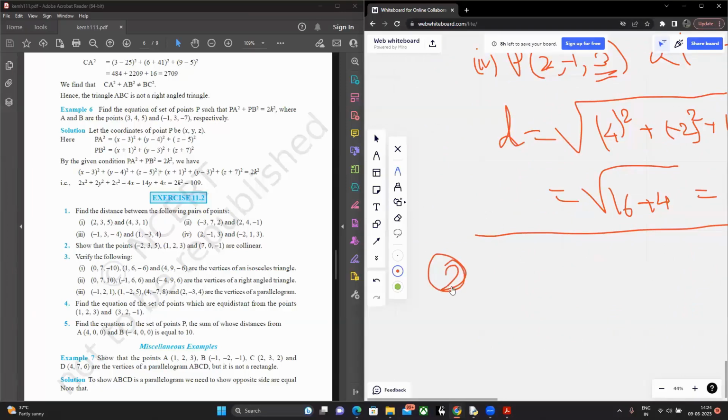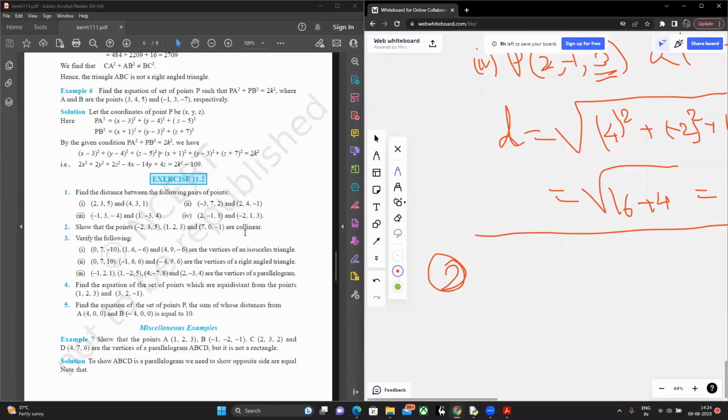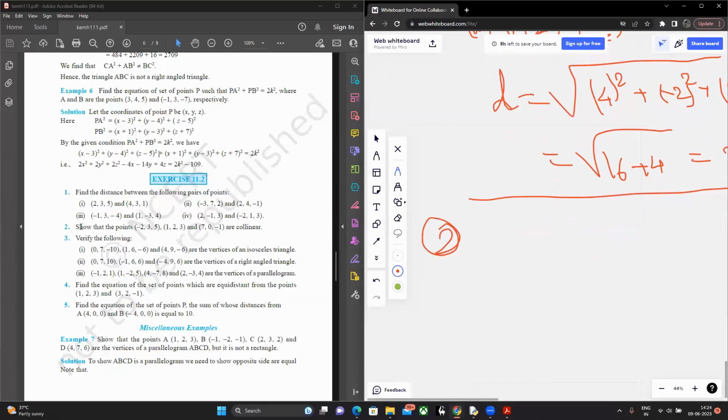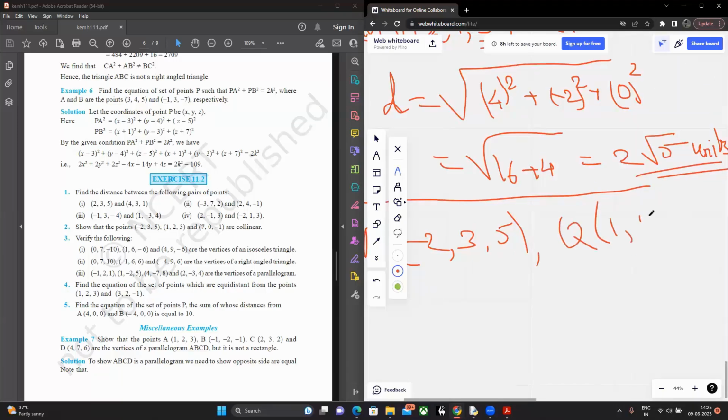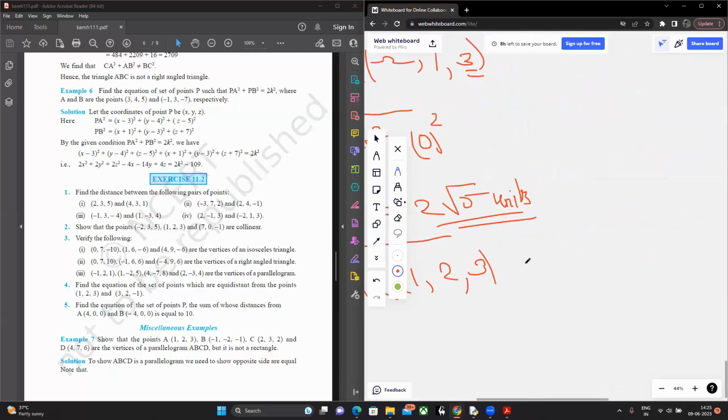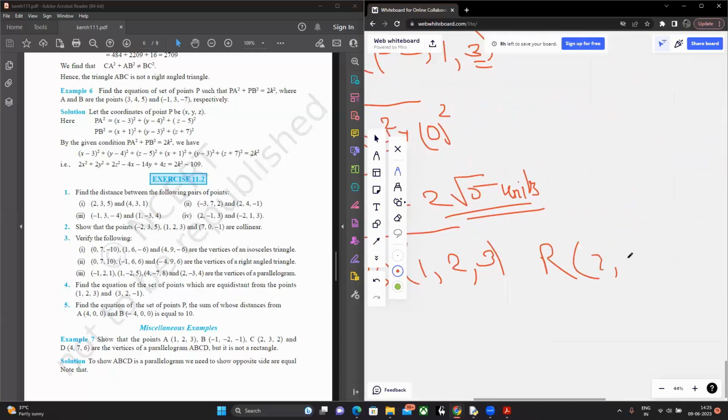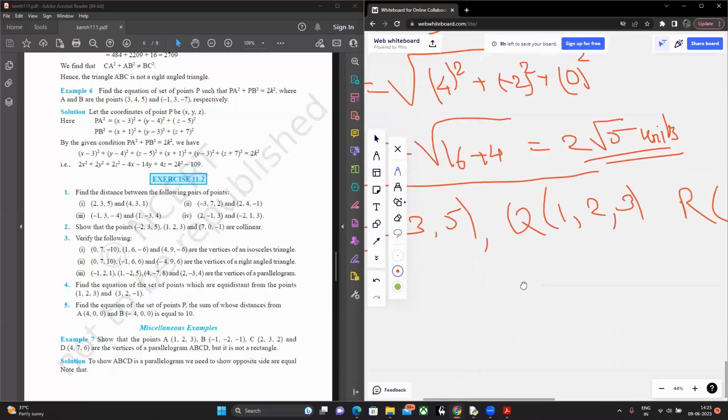Right? Going to the second question. Show that the points minus 2, 3, 5, 1, 2, 3, and 7, 0, minus 1 are collinear. Right? To show that these 3 points are collinear by using the distance formula, what you're going to do is say that if your point P is minus 2, 3, 5, then your point Q is going to be 1, 2, 3, and your point R is going to be 7, 0, minus 1, right?